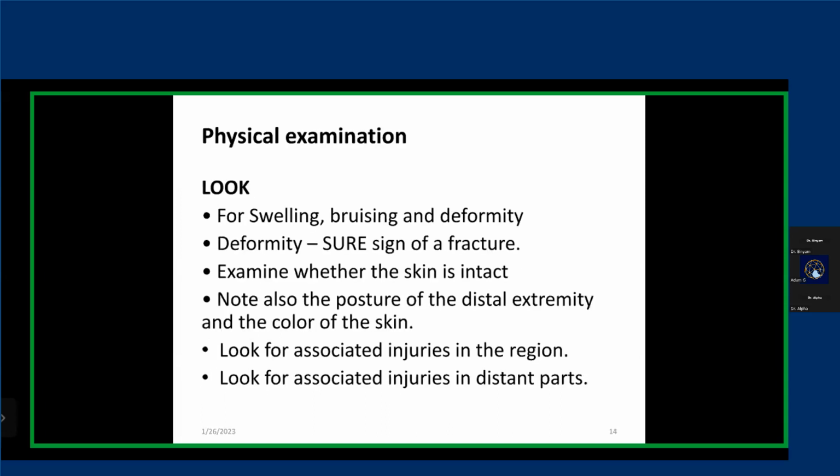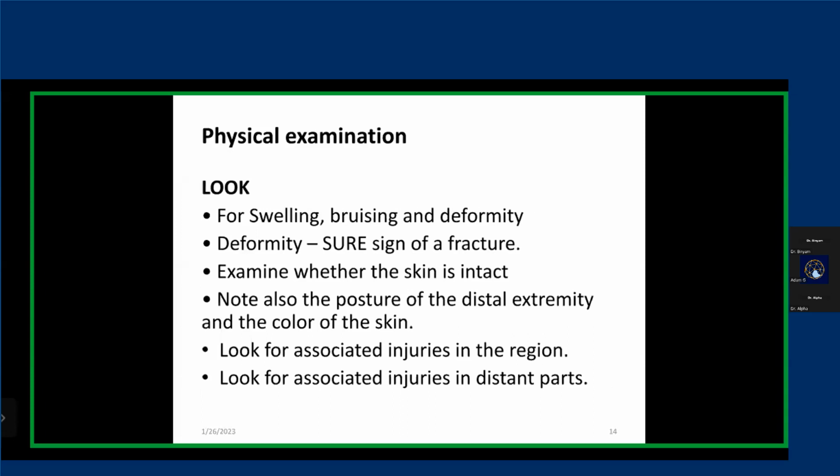After taking a thorough history, we do a physical examination. In orthopedics, we follow the look, feel, move principle. In any kind of trauma, any orthopedic case, we look, we feel, and then we try to move. We look for any swelling, any bruising, any deformity. And deformity, by definition, implies fracture. So we know it's a fracture. The only thing we don't know is what kind of fracture. So we look for deformity.